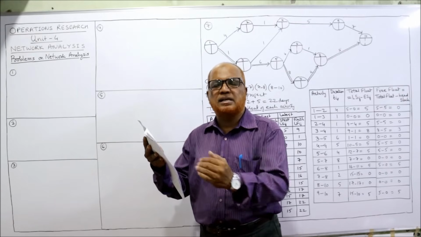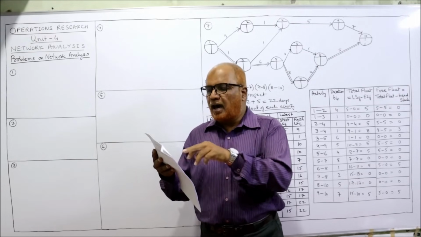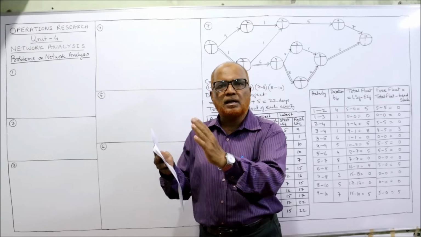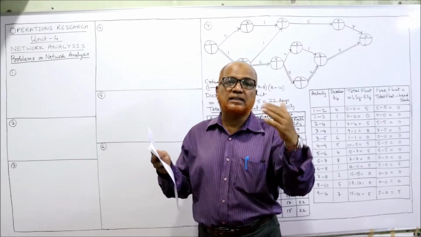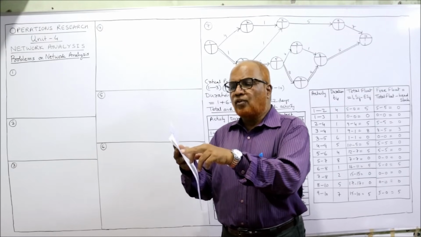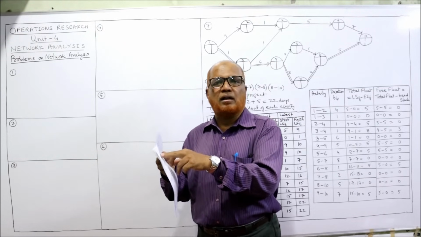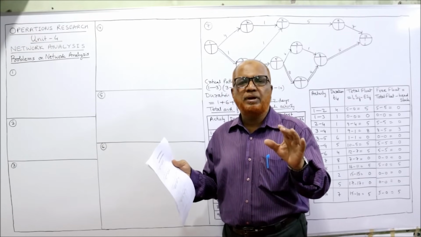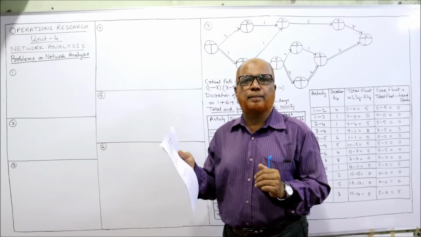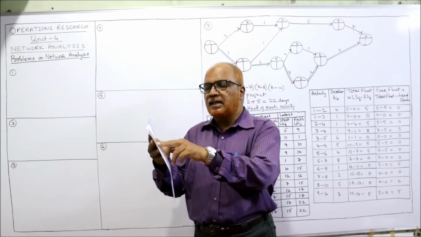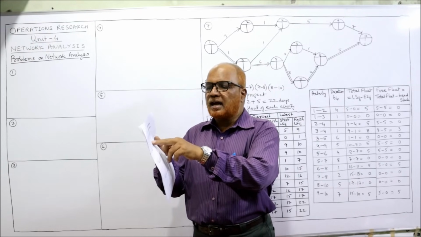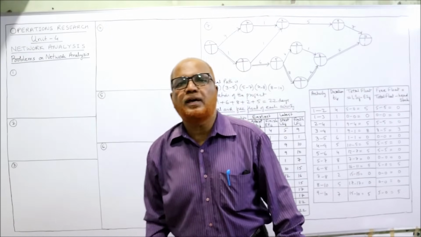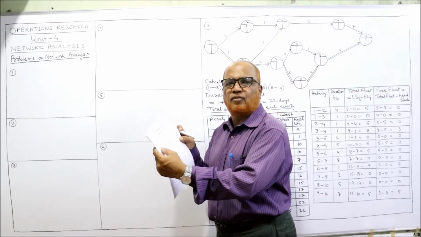Activities are A, B, C, D. 4 activities are there, and for each activity, the immediate predecessor is given. Predecessor means before that activity, what are the other activities. For activity A, there is no predecessor. For activity B, there is no predecessor. That means A and B will start at the same time. Then for activity C, A is the predecessor. For activity D, B is the predecessor. So now we have to draw the network diagram for these 4 activities.